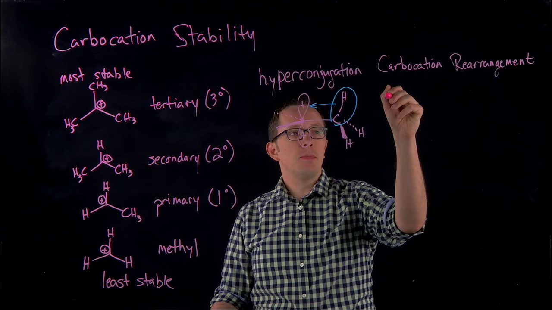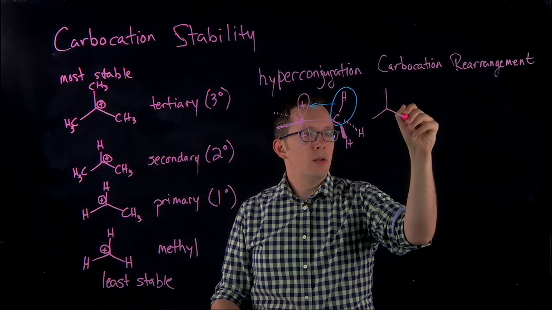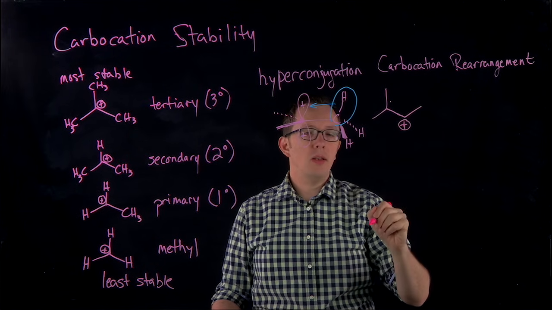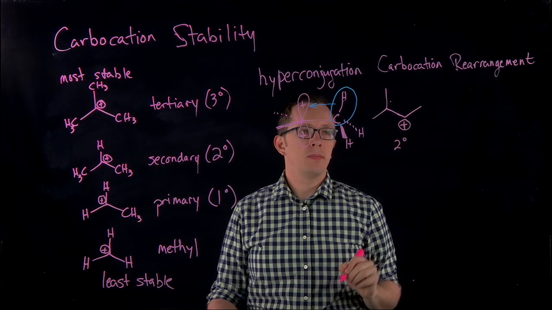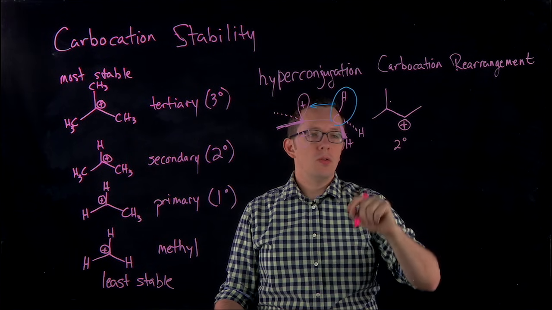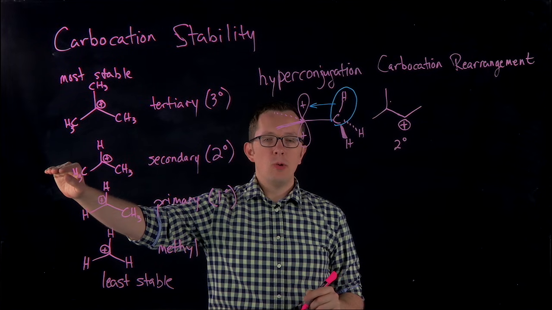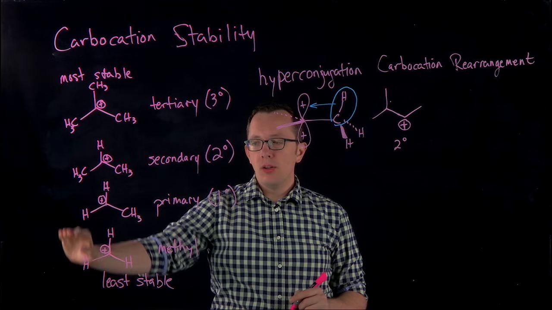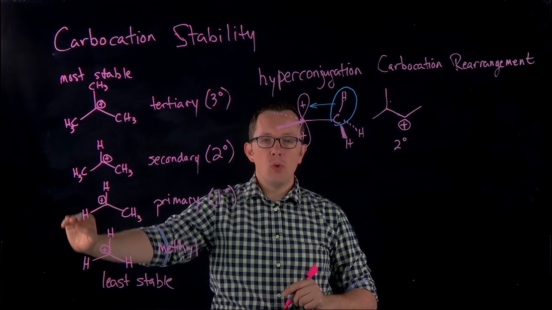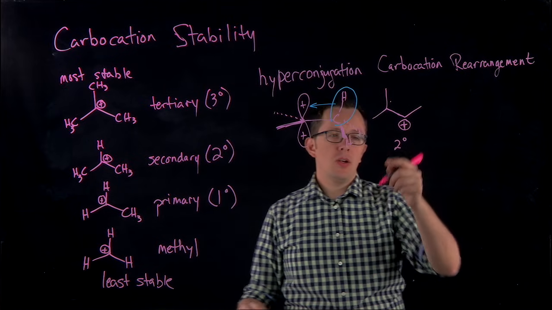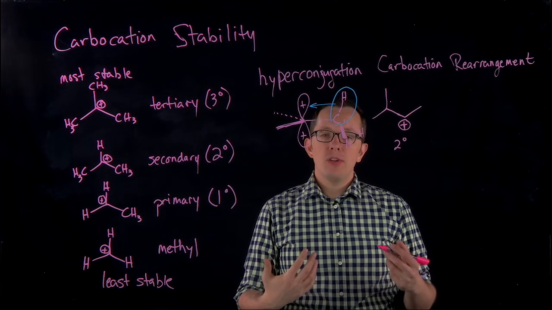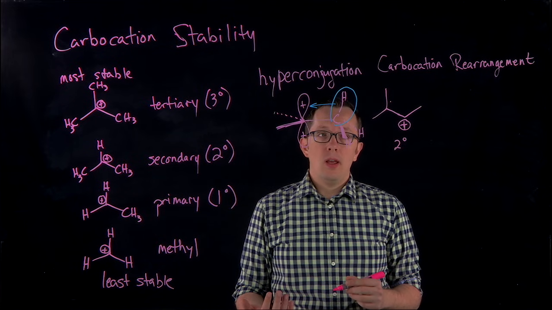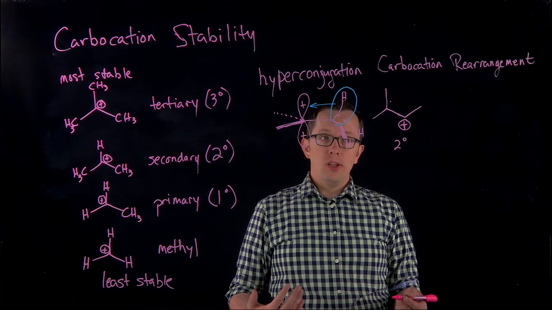So I'll draw an example of this. And it will be a secondary carbocation. Okay? So it's already a fairly stable carbocation. Secondary and tertiary are fairly stable. Primary and methyl, these are very unstable carbocations, so you want to avoid drawing these in your mechanisms. But here we have a secondary carbocation, but if there's a possibility to rearrange it into a tertiary carbocation, that would be a beneficial thing to do.